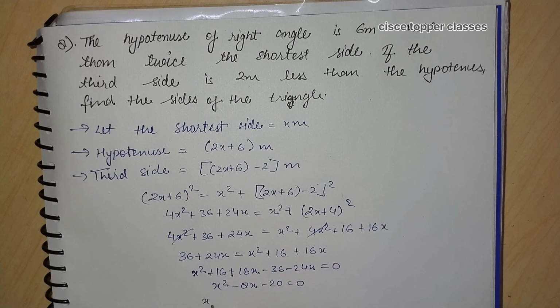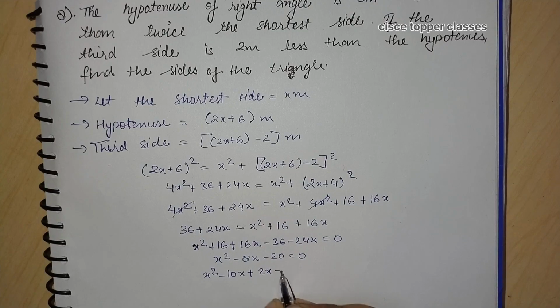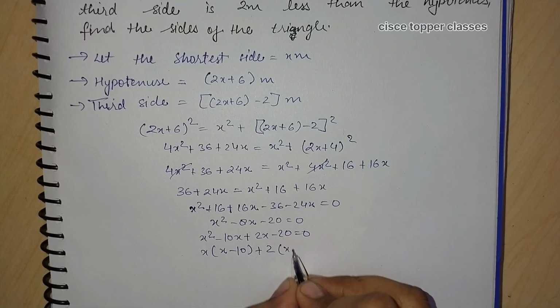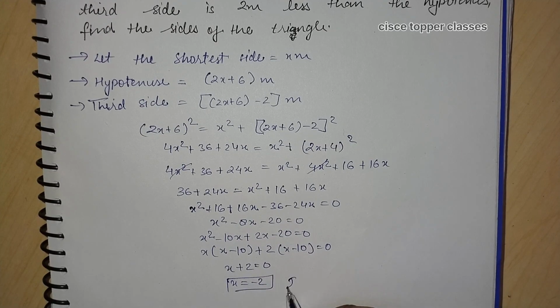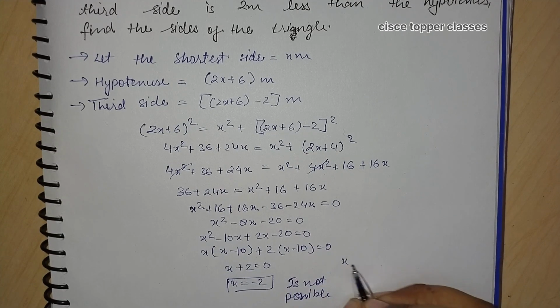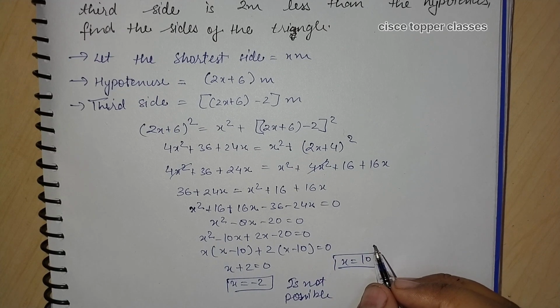This will be x square minus 10x plus 2x minus 20. We can take x as common, so it will be x(x minus 10) plus 2(x minus 10) equal to 0. We can write it as (x plus 2) equal to 0, which is not possible because x equal to minus 2 is not possible. Now we have the second factor, x equal to 10. So this is possible. We will take x equal to 10 as the shortest side.